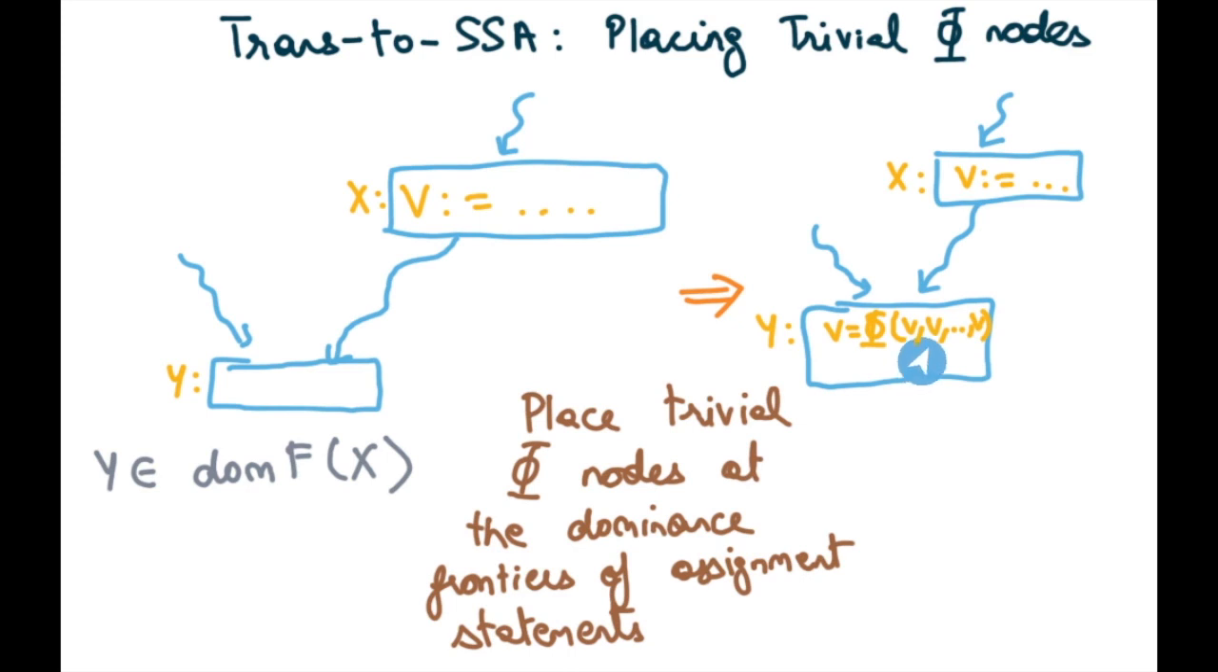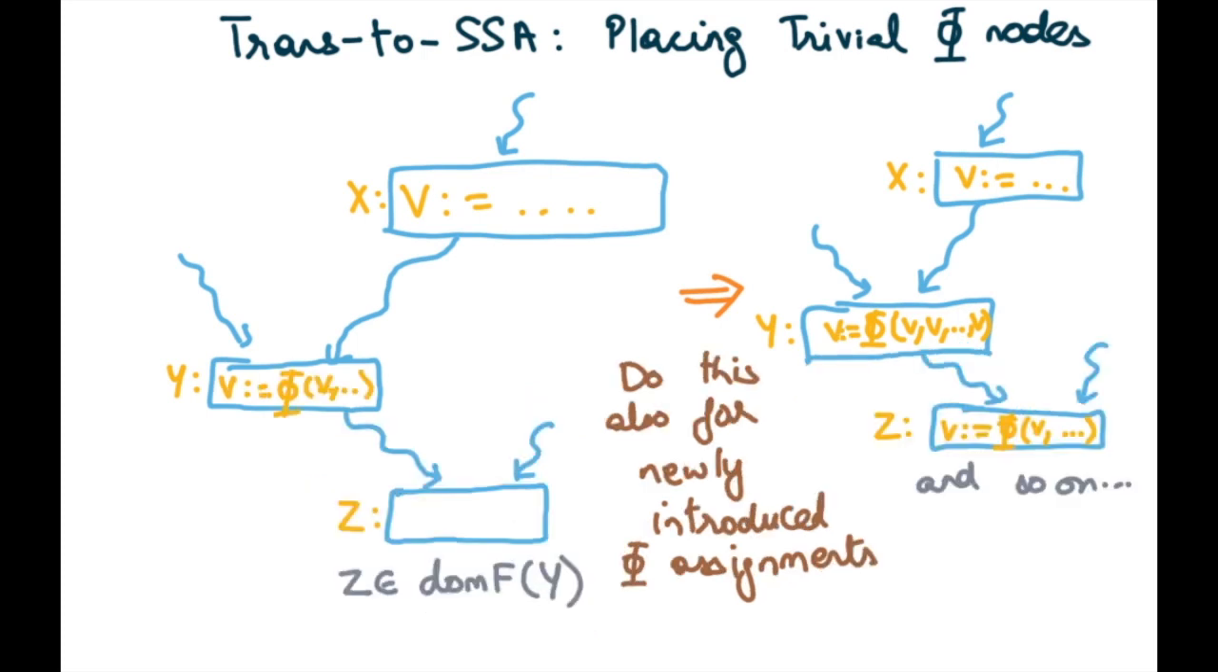Also notice that I'm only going to place the phi nodes at the dominance frontiers, and this will satisfy our requirements for a minimal SSA, which is that the minimal number of phi nodes are placed for all the variables. So once again, if I see an assignment, for example v := something, at a node x, then I look at the dominance frontier of x. If y belongs to the dominance frontier of x, for all such y, I add a trivial phi node, which looks as shown in the slide.